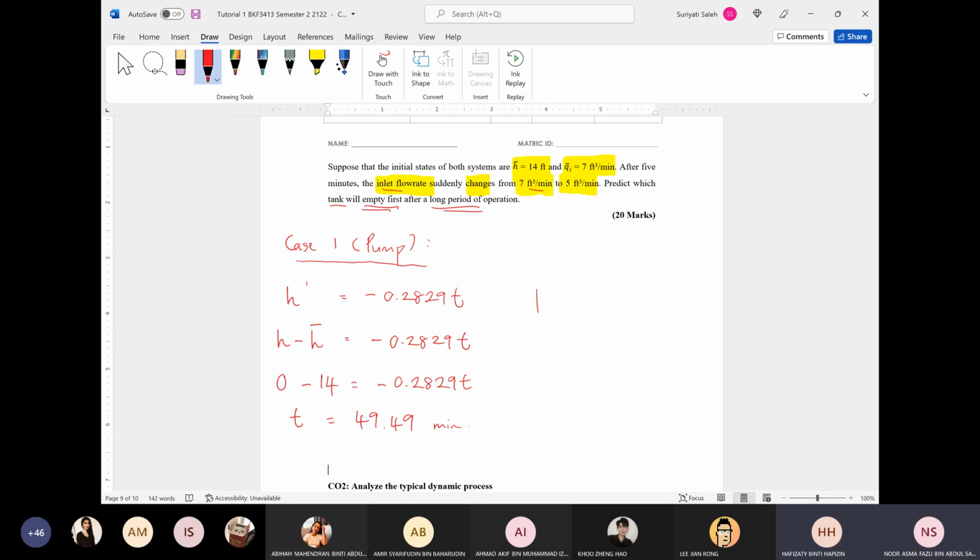If we try to reflect this in our graph, at time 0, H is your current level, 14. Now this becomes 0. So how long until it becomes 0? This is the time, 49.49. It will take around 50 minutes for the liquid to become empty. So this is the answer for case 1 with the pump. When we use the pump, it takes around 50 minutes to become empty.